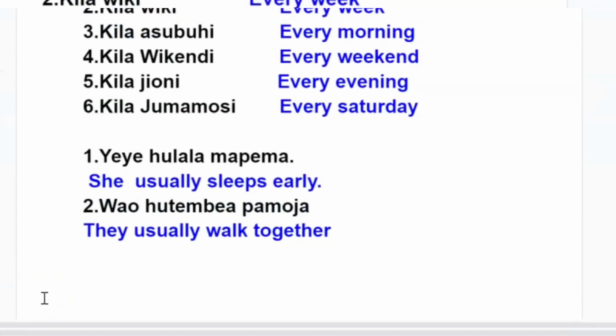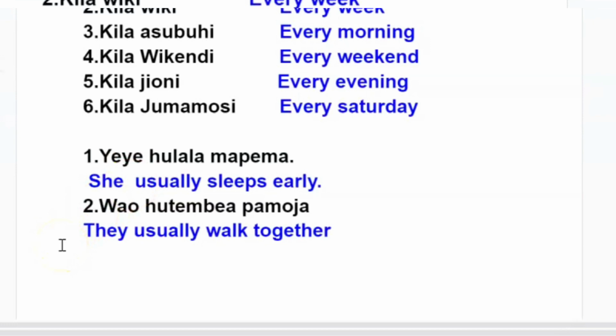And also, it's not a must for you to say kila in all your sentences. You can as well talk of habitual tense without mentioning every. For instance, yeye hulala mapema. She usually sleeps early. So sleeping early is a habit that she does. It can be she or he.